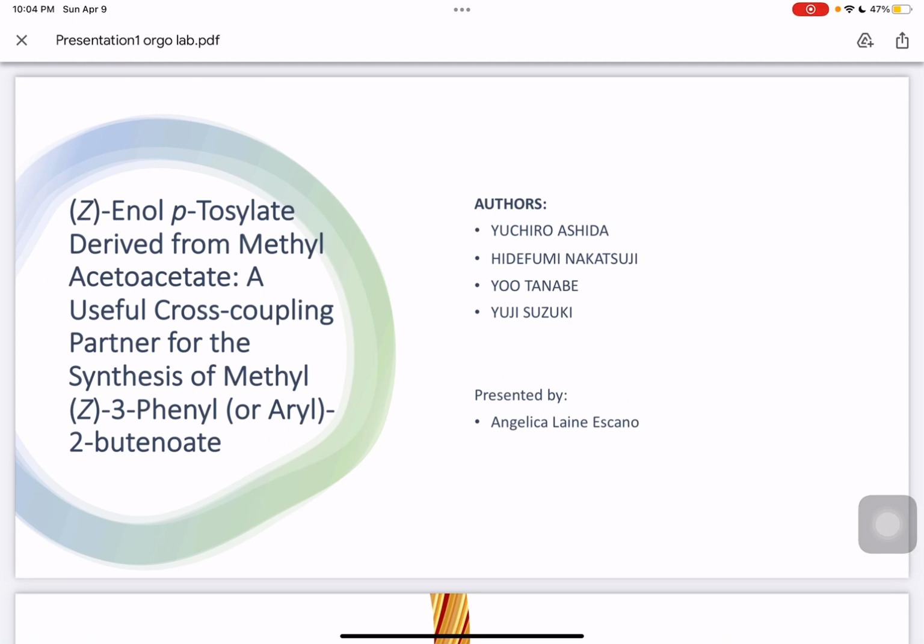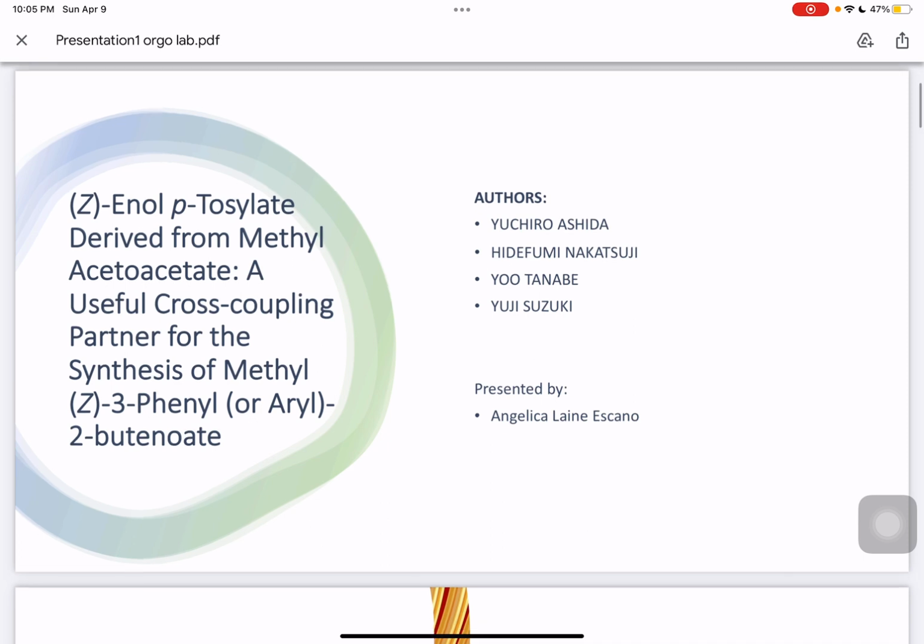My name is Angelica Laine-Escano, and I am going to talk about Z-enol p-tosylate derived from methyl acetoacetate, a useful cross-coupling partner for the synthesis of methyl Z-3-phenyl-2-butenoate. The authors are Yuichiro Ashida, Hidefumi Nakatsuji, Yu Tanabe, and Yuji Suzuki.